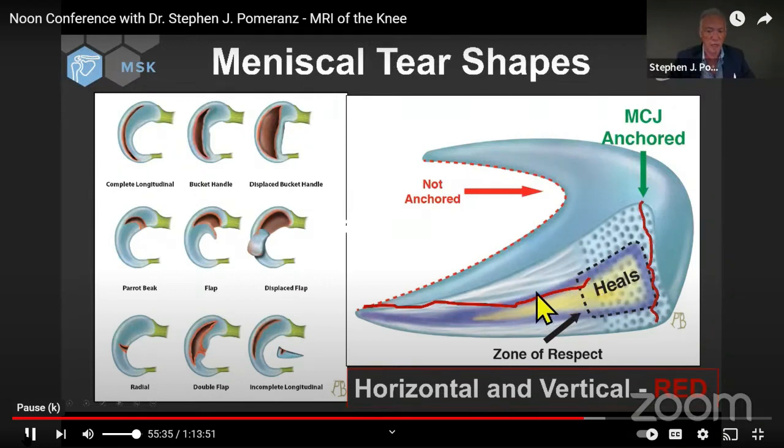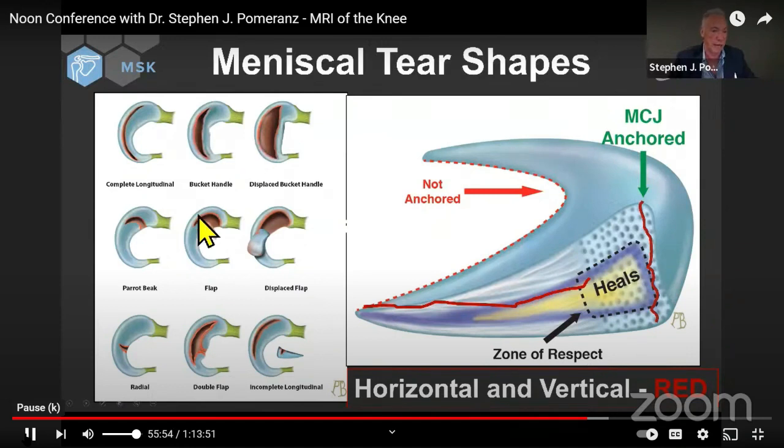But cleavage tears, you really can't do much with your sewing machine to sew them back together. So here are some of our tears. We said vertical tears, there are three kinds. There's the radial, there's the longitudinal, and then there is the bucket handle tear. The longitudinal is in the outer third, the bucket handle is in the middle third, and it widens.